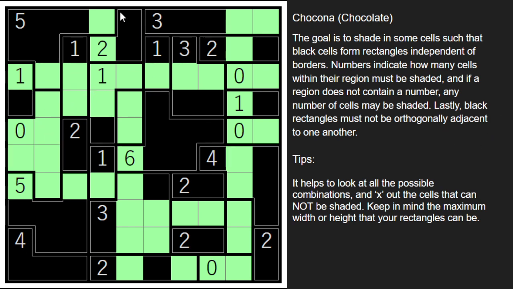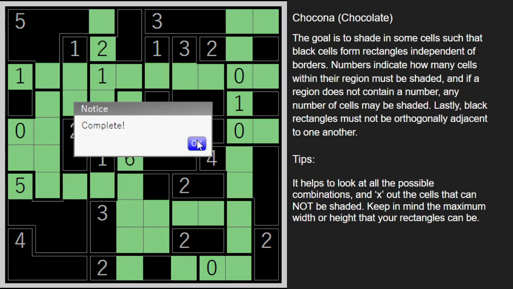Now you'll see none of these chocolate bars touch one another orthogonally. Now you can have them connect diagonally, right? These 2 connect diagonally. That's okay. But that's it. We've solved the puzzle.